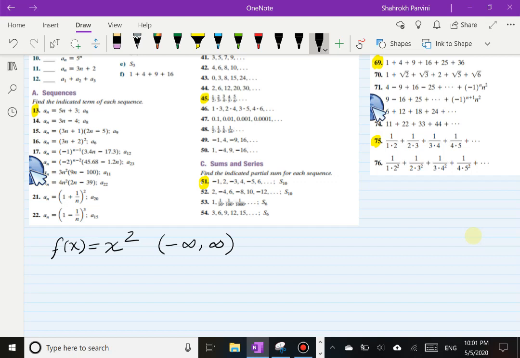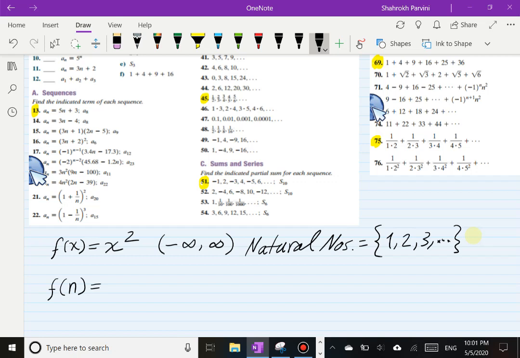Now, instead of all real numbers, what if I just focus on the set of natural numbers? Remember, our natural numbers are the set of counting numbers. The natural numbers are 1, 2, 3, and so on. It is an infinite set. So what if our inputs are only natural numbers, not all real numbers? Well, if I create that restriction, then I can write this f of x instead as f of n, because now I'm using natural numbers, n for natural. And I can write it as n squared. It looks just like its counterpart above with all real numbers, except this time n is the set of natural numbers. And there you go. What I have done, in effect, is create what we call a sequence.